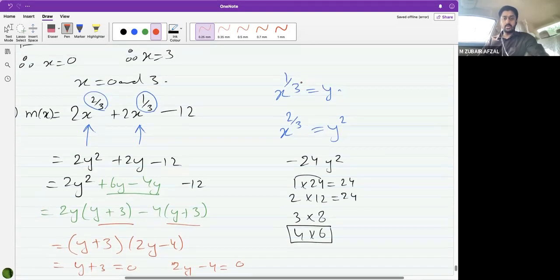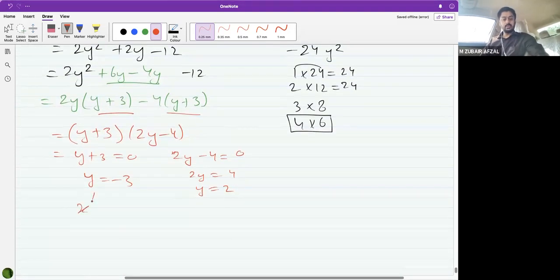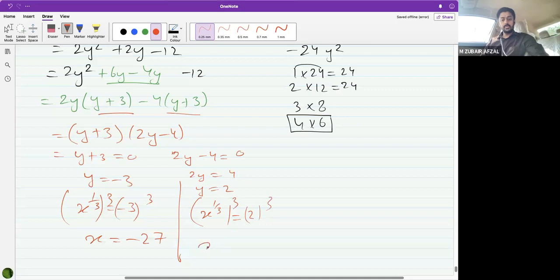And our main question was x raised to the power 1 by 3. If I say x raised to power 1 by 3 is equal to minus 3, taking cube on both sides, x is equal to negative 27. And on the other half, x raised to power 1 by 3 is equal to 2. Taking cube on both sides, x is equal to 8. Getting it?